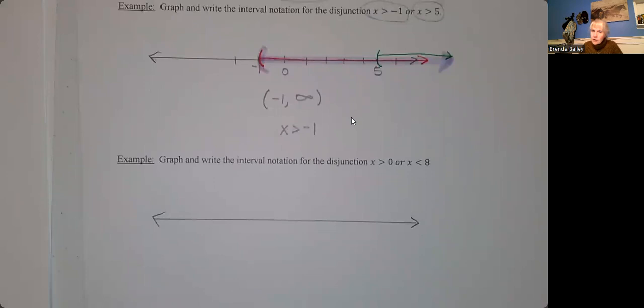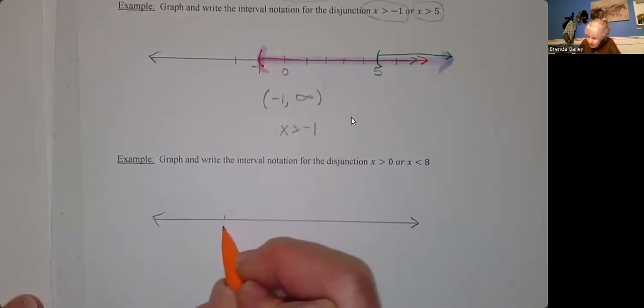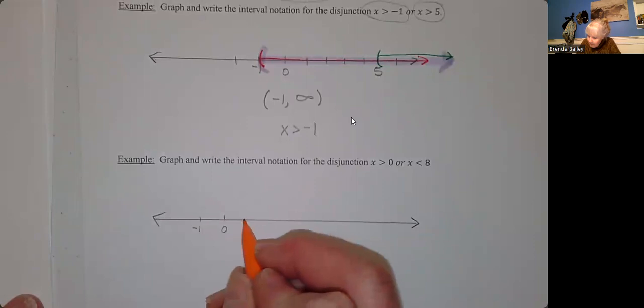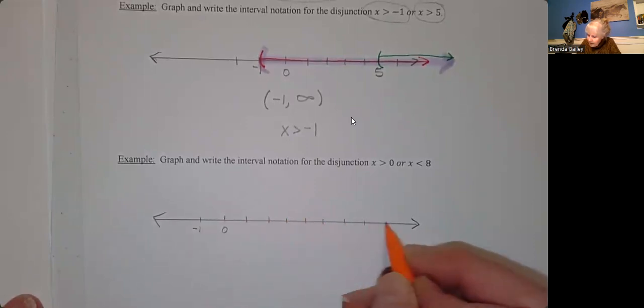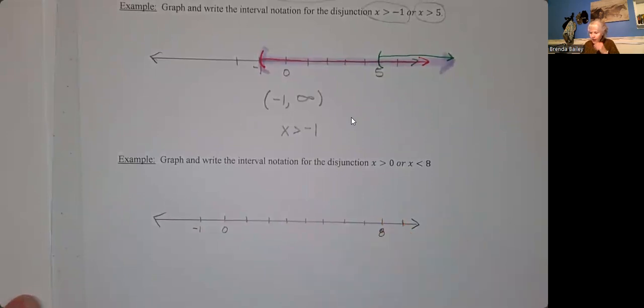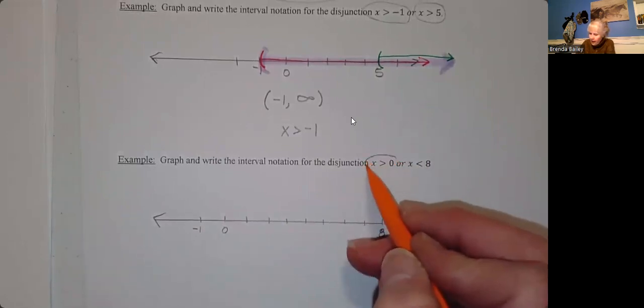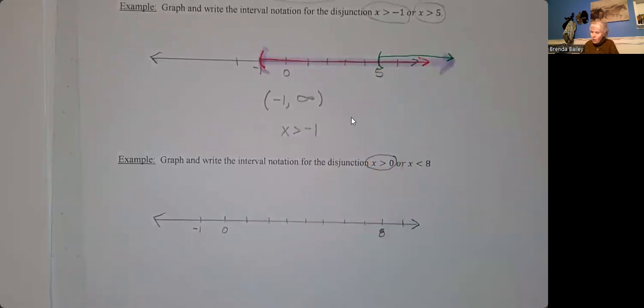Graph and write the interval notation for the disjunction, the union: x's are greater than 0 or x's are less than 8. Let's go ahead and graph. We've got 0, and I'll give us a little more room on the positive side: 1, 2, 3, 4, 5, 6, 7, 8. Let's put a mark for 9. Let's start with the first one. The x's are by themselves and on the left, so there's nothing to do but graph them. We have x is greater than 0.